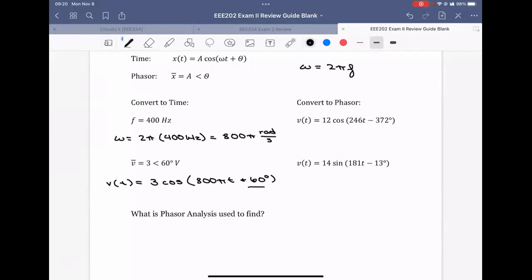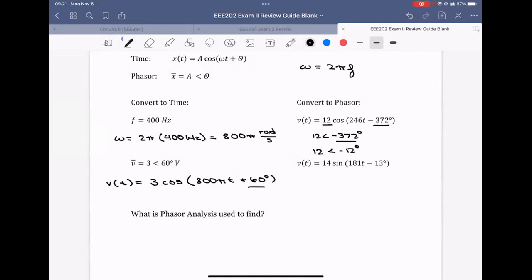Now converting to phasor is similar. This one's a little different, because if we just write this out, we have our magnitude and angle. We'll have 12 angle negative 372 degrees. Now that negative 372 is fine, but we could easily write it as something else. I would add 360 degrees to it, so just bring it back around, and it would simplify the angle a lot. So we would have 12 angle negative 12 degrees.